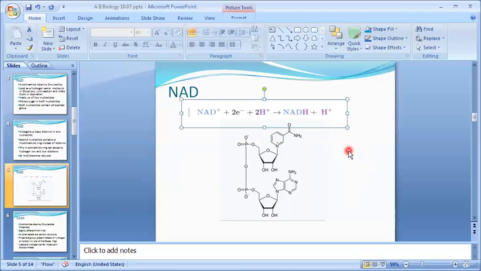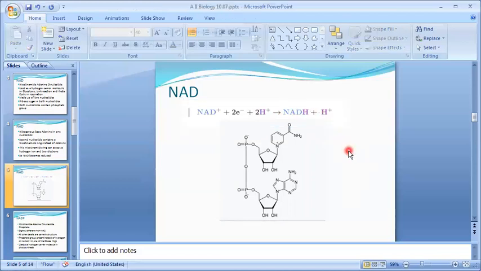So what is left behind? That is one hydrogen ion. So actually, you see, this is the place. This is like you can see over here.